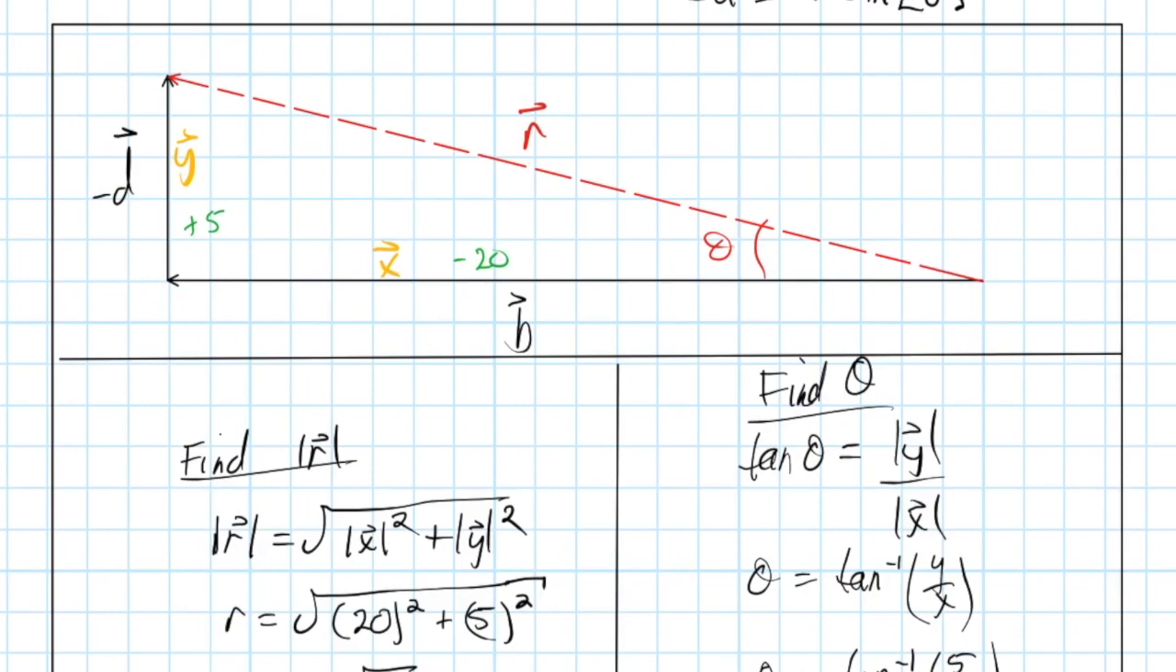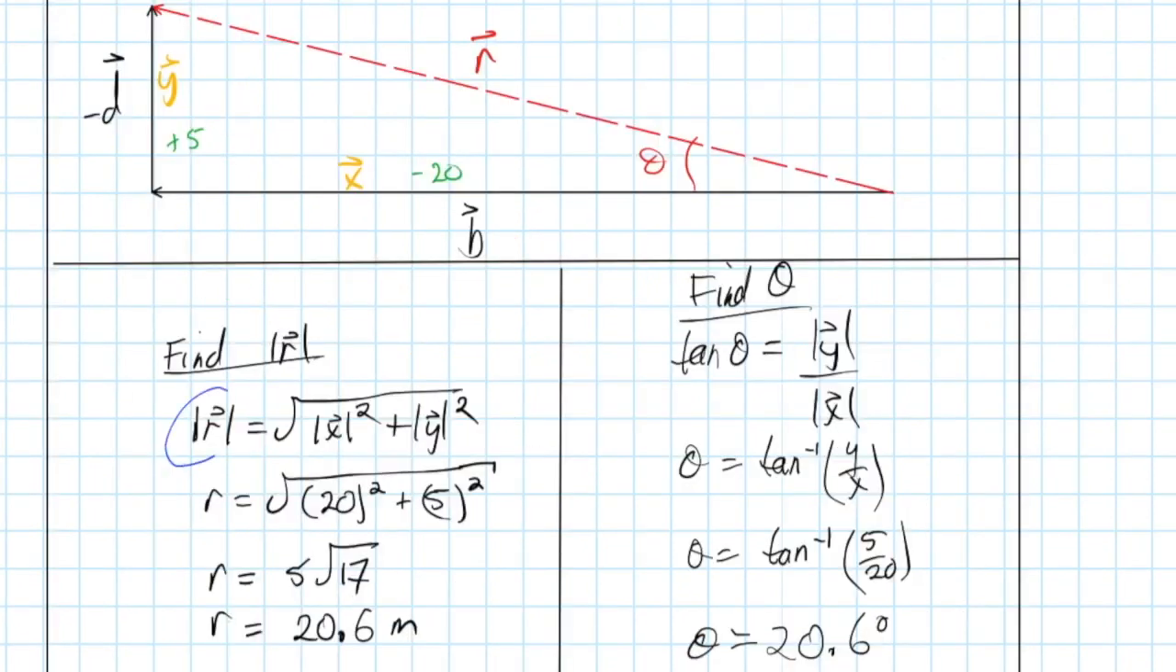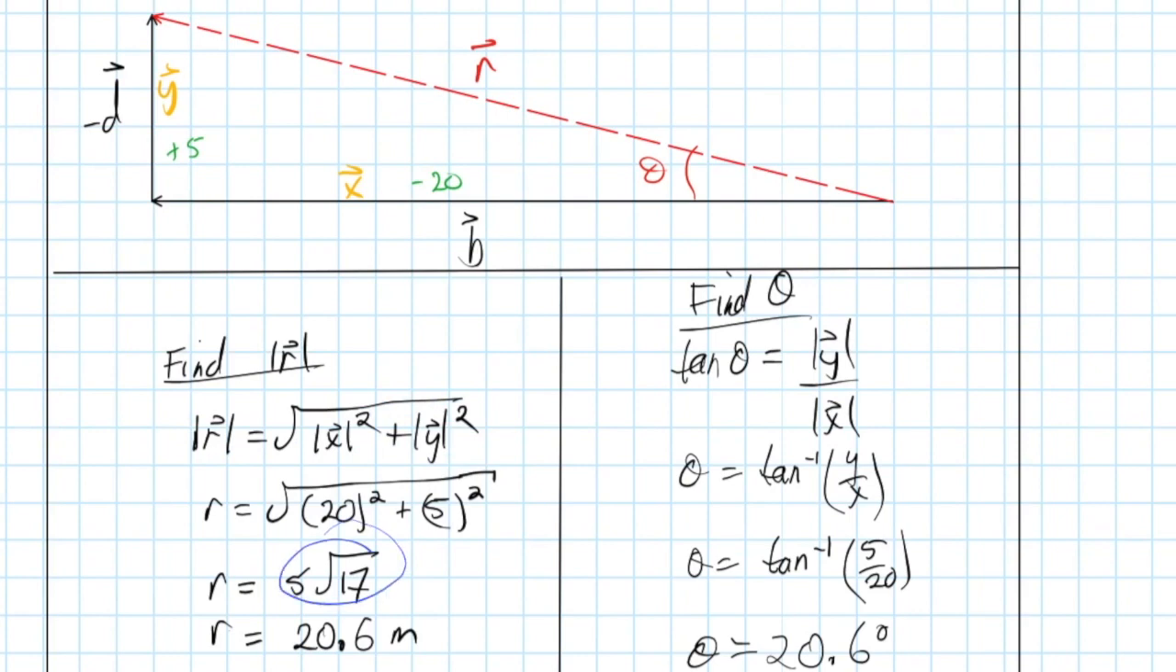And again, for the sake of clarity, we're using this x and y vector notation here. Next step is to find both the magnitude of r and our angle. The magnitude of r is equal to the square root of the magnitude of x squared plus the magnitude of y squared. The magnitude of x is 20, and the magnitude of y is 5. Again, as a reminder, we didn't include the negative or the positive because we are just working with the magnitudes. That works out to 5 root 17, or as a decimal, 20.6 meters.